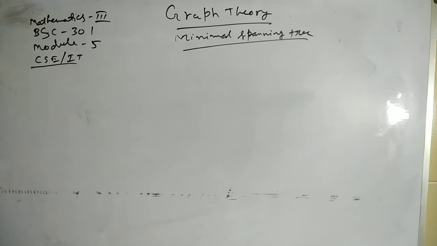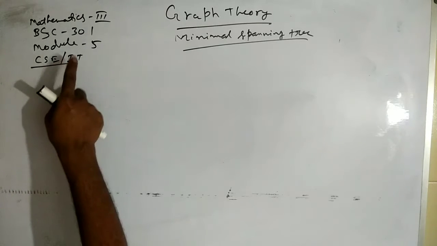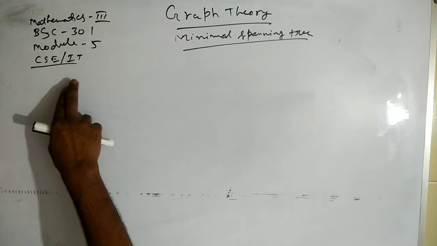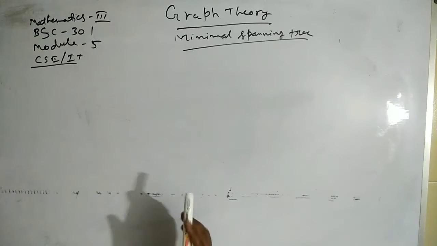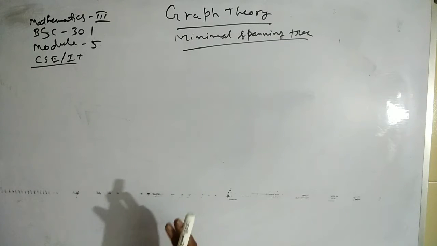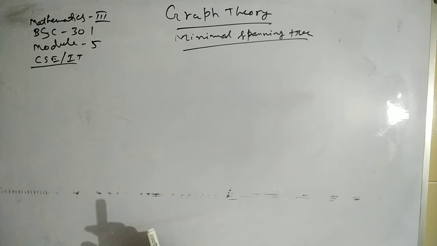In this video, I will discuss minimal spanning tree. This is a part of graph theory. The name of the subject is Mathematics 3. Subject code is BSc 301. Module number is 5. And this is for the students of Computer Science, Engineering and Information Technology.